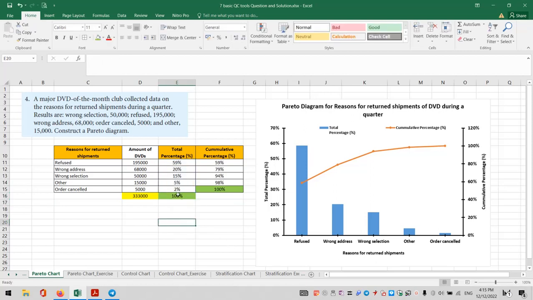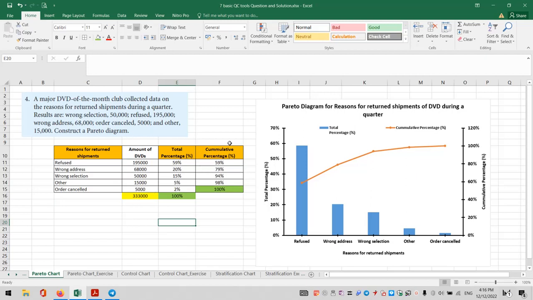If you get less than 100% or more than 100%, please check back your calculation here, and also check back the arrangement of the values in this column. It should start from highest to lowest.